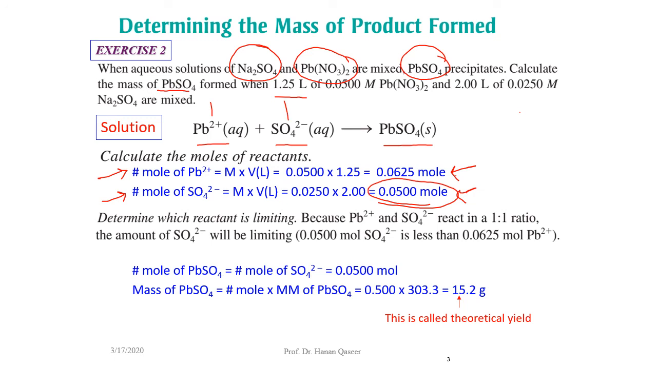After that, because sulfate is the limiting reactant, the number of moles of lead sulfate will equal the number of moles of sulfate, which is equal to 0.0500 mole. Then the mass of lead sulfate is equal to number of moles multiplied by molar mass of lead sulfate, and this gives you 15.2 gram. This is the end of section 4.7.